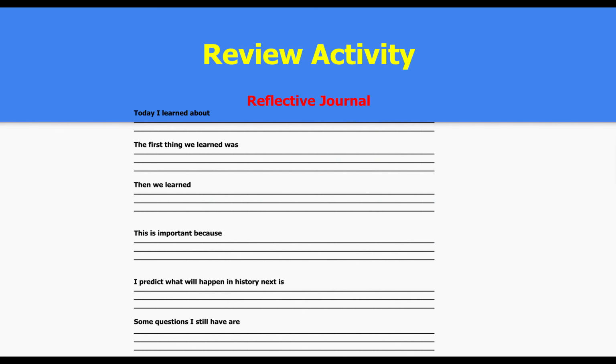Now I want you to review. I want you to do a reflective journal. We're going to review. What did you learn about? Tell me what you learned about, and make sure you're writing in complete sentences. So the first thing we learned was what? Then we learned what? Tell me. And why is this important? Tell me why you think it's important. And what do you predict will happen in history next? What do you think is going to happen next? And tell me, what are some questions that you still have?